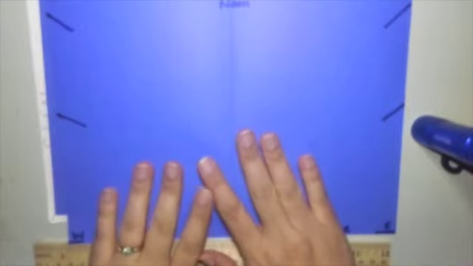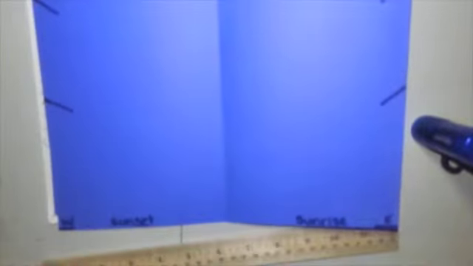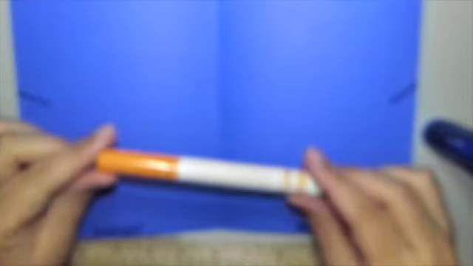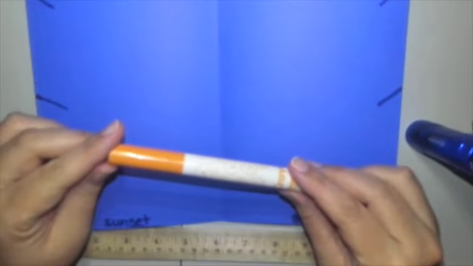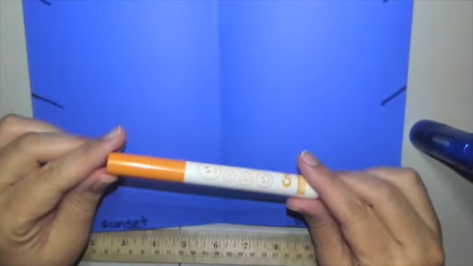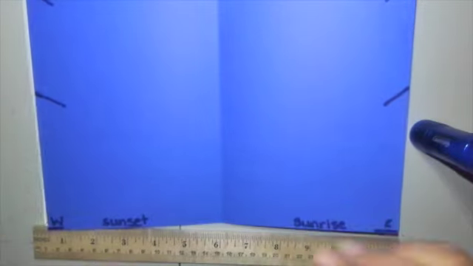I have some dark colored construction paper. I just grabbed 2 sheets, and I have a ruler that I can use to measure. I need a flashlight, and then I need an object that I can stand up. So I'm going to actually use the lid to my little marker here.